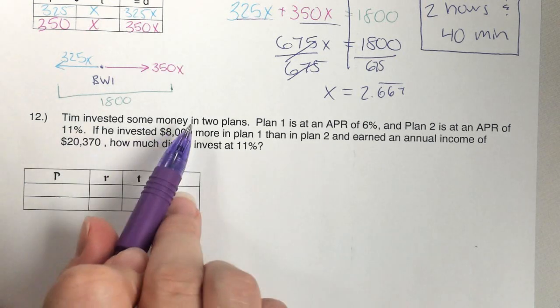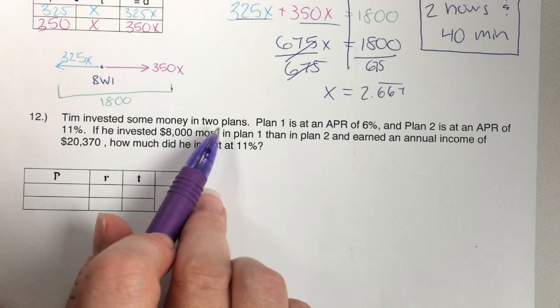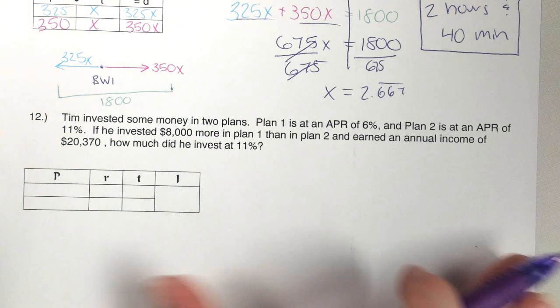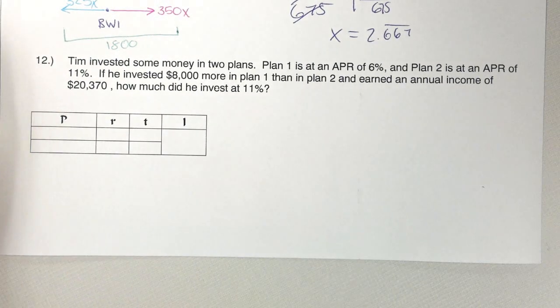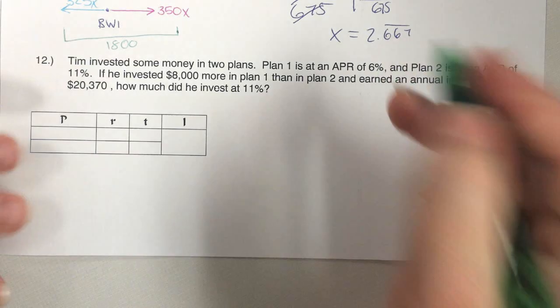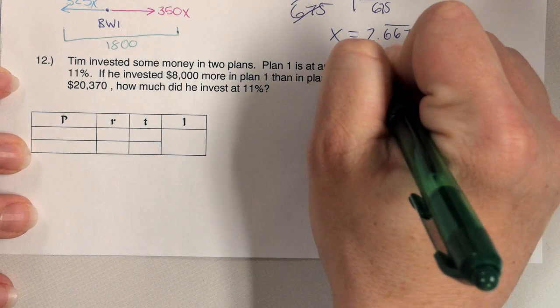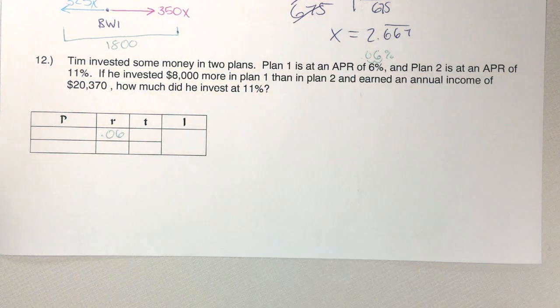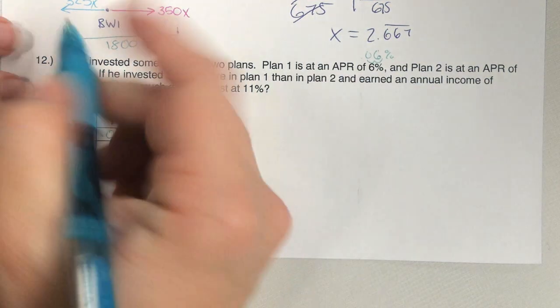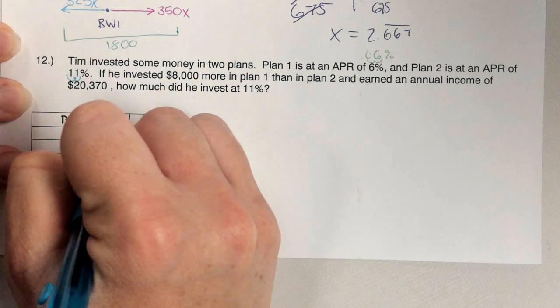Okay, Tom invested some money in 2 plans. Plans, not planes. Goodness gracious. Okay, plan. So invested, right away I know this is investment. So it says plan 1 is an APR of 6%. So I know 6% as a decimal is 0.06. And plan 2 is an APR of 11%. So I know this one is going to be 0.11.